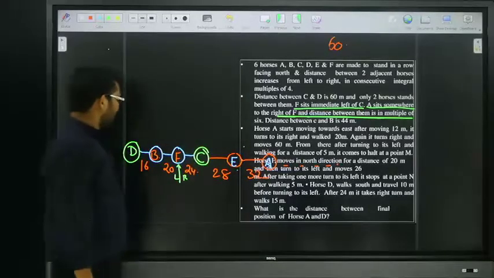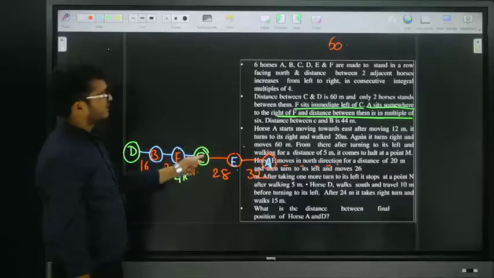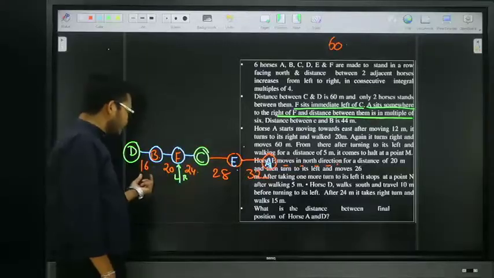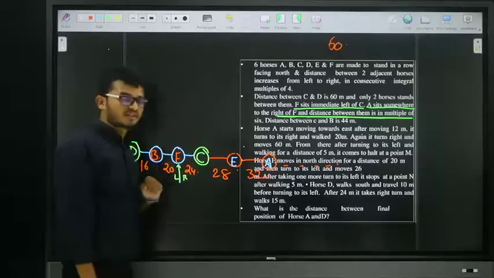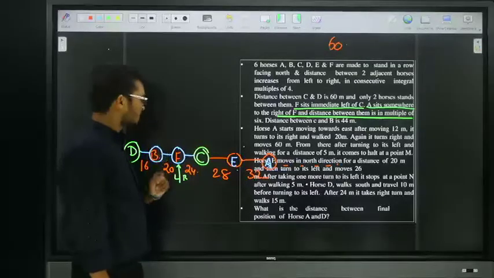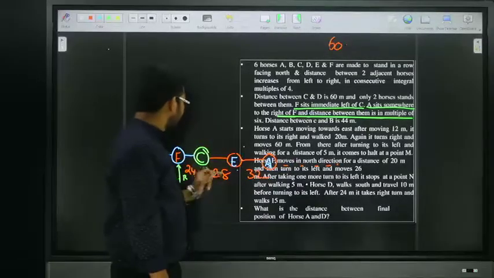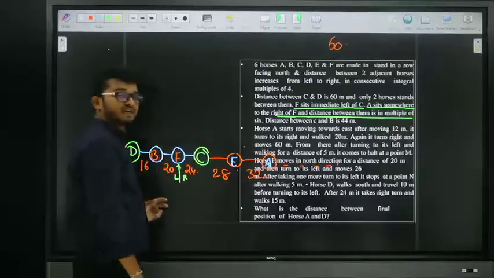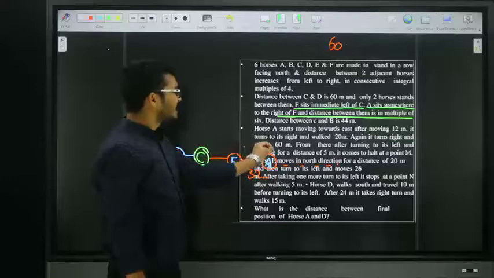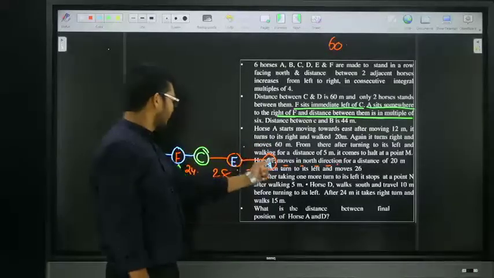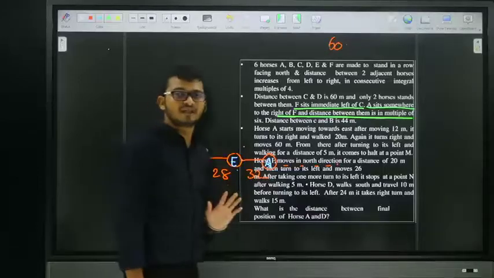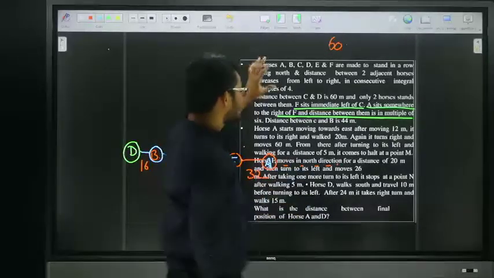See, the given one: between D and C, the distance between horse C and D is 60 meters. See, 16, 20, 24, total is 60 meters. Between C and D we have two horses. Next dimension: the distance between horse C and B is 44. 20, 24, total is 44. Next, A is somewhere right of F, but the distance between A and F is a multiple of 6. Yes.